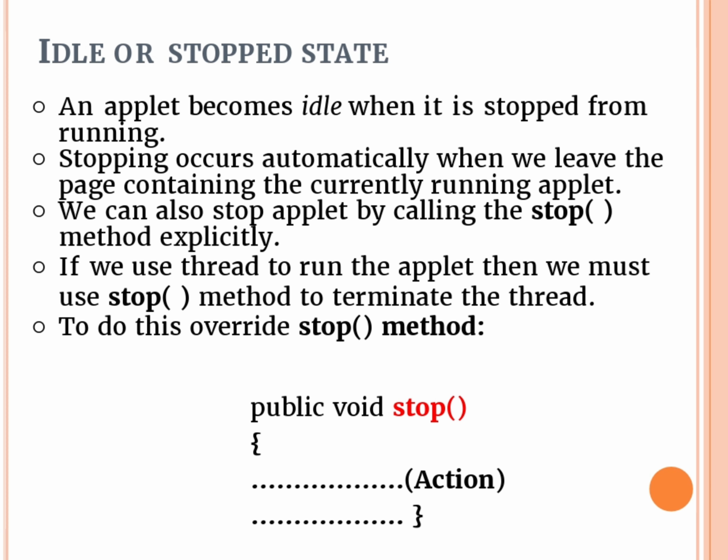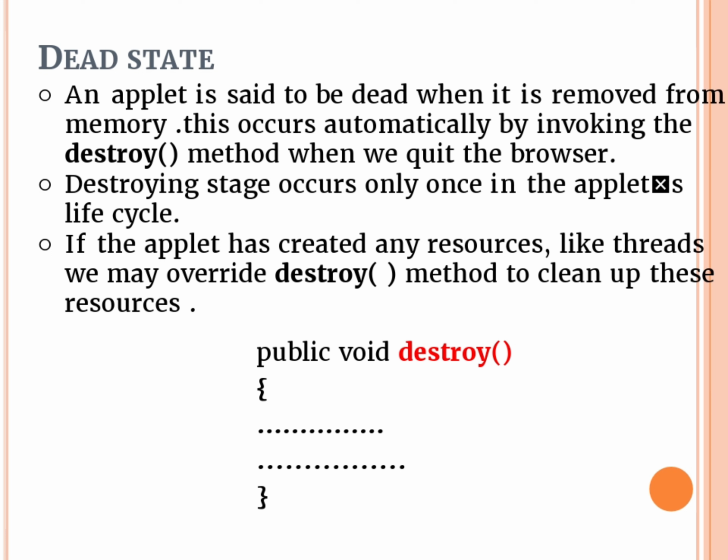Hope you understand. The next state is dead state or destroy state. As the name implies, destroy method will destroy the applet after its work is done. It is invoked when the applet window is closed or when the tab containing the web page is closed. Also, we cannot start applet again by calling start method after its destroy. The destroy method will completely destroy the applet. This state occurs only once in the applet lifecycle. We'll move on to the next state.